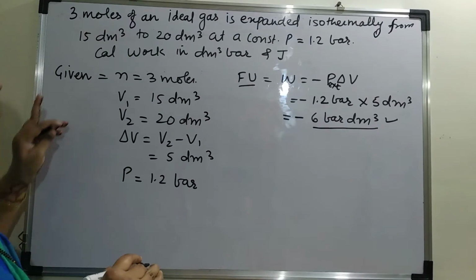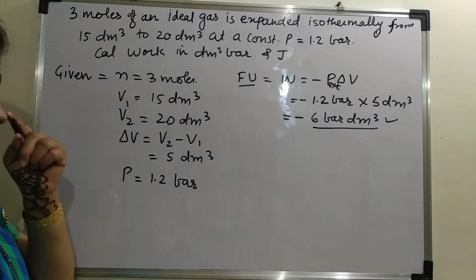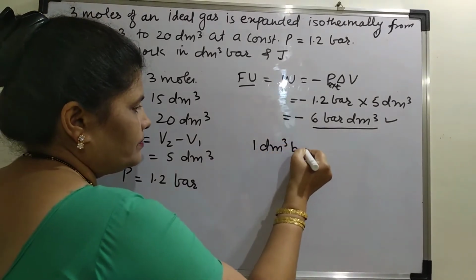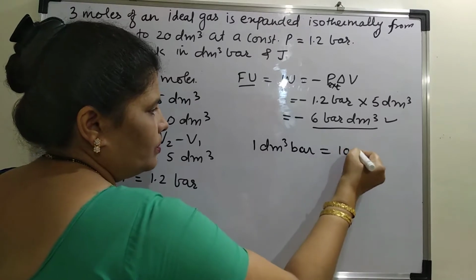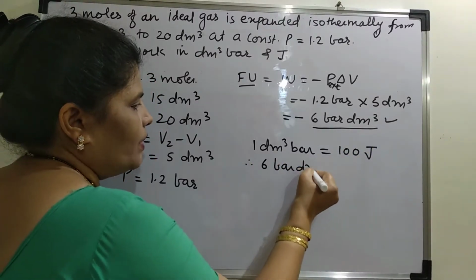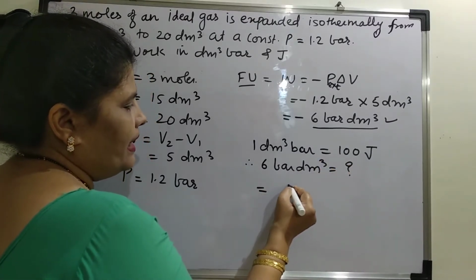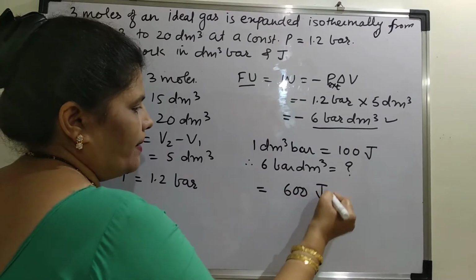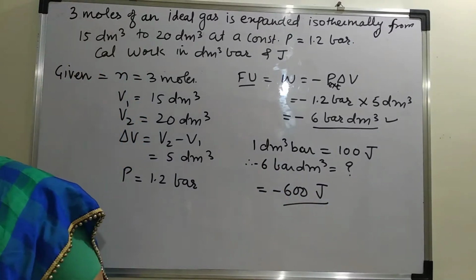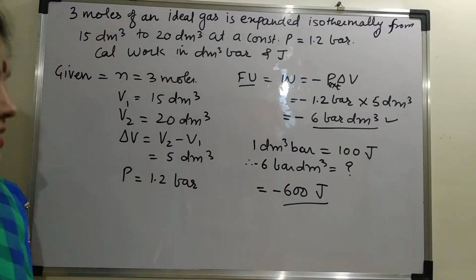Now they want you to calculate the work in dm cube bar as well as in J. So let us write down, 1 dm cube bar is equal to 100 J. Therefore, 6 bar dm cube is equal to how much? So your answer here will be 600 J, with the negative sign, because the negative sign indicates that it is the work due to expansion. Let us see the next problem.